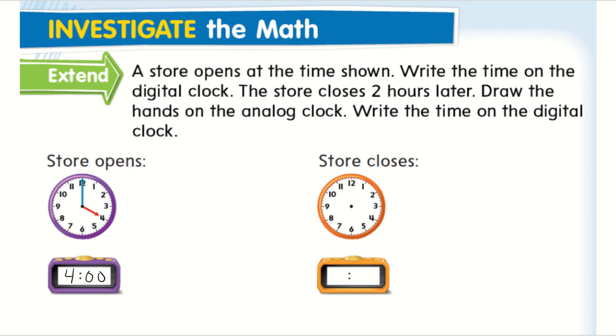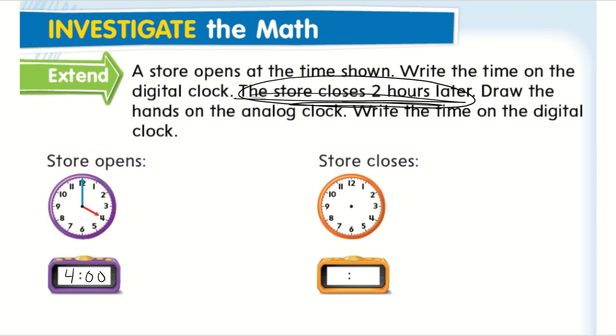Okay, now here's the tricky part. This one said that the store closes 2 hours later. So we're looking at that number right there, okay? So if it's 4 o'clock right now, we need to count ahead 2 hours because it's happening 2 hours later. I wonder what time that would be. If I have 4 o'clock and I want to add 2 to it, what would that be? If you got 6 o'clock, that's awesome.